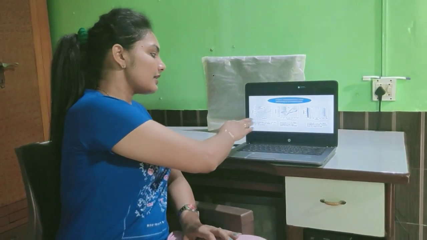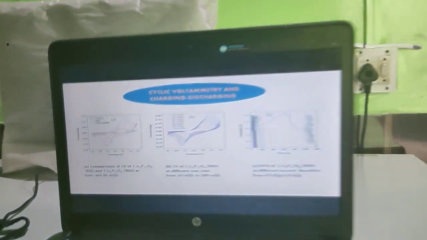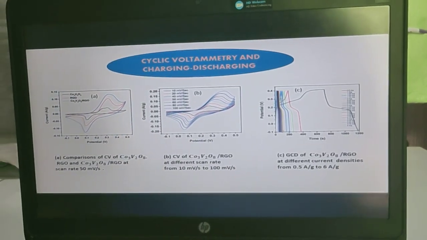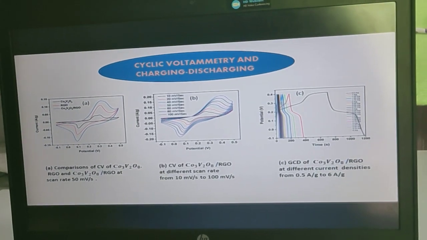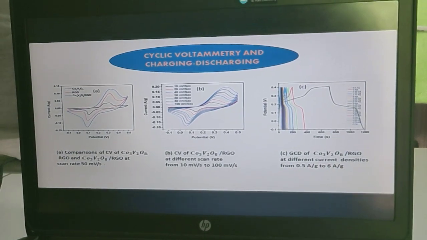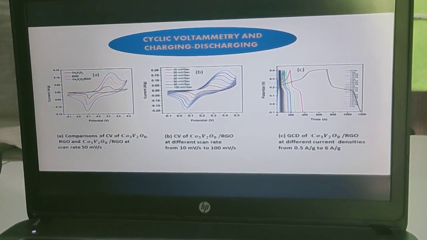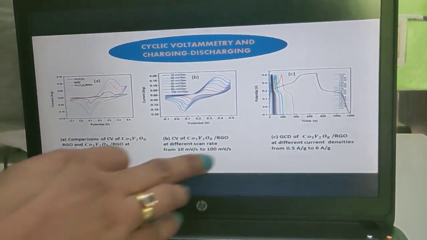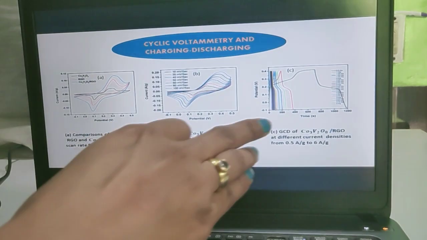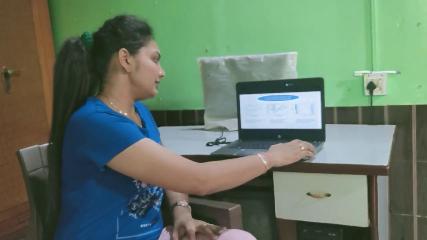In the first diagram, A, is the cyclic voltammetry of these materials: Co3V2O8, RGO, and the composite, meaning pure RGO and the composite. You can easily see the difference between these. The second one is the cyclic voltammetry at different scan rates, and the third one is the charging discharging behavior of our materials at different current densities. This is the cyclic voltammetry and charging discharging behavior of RGO.